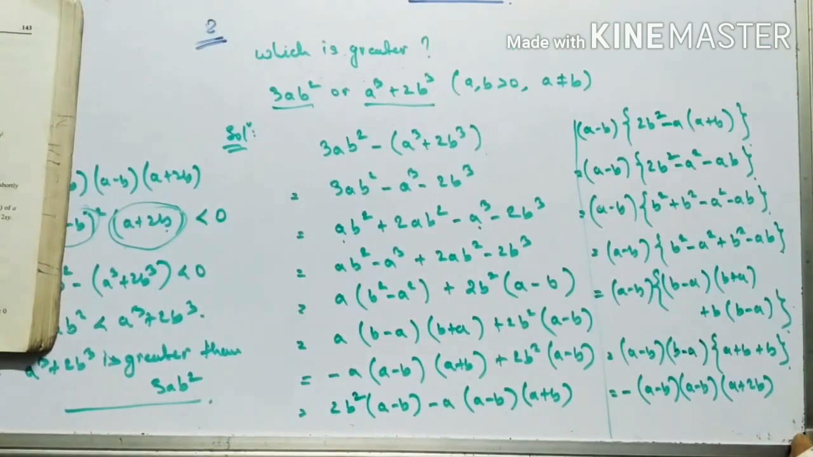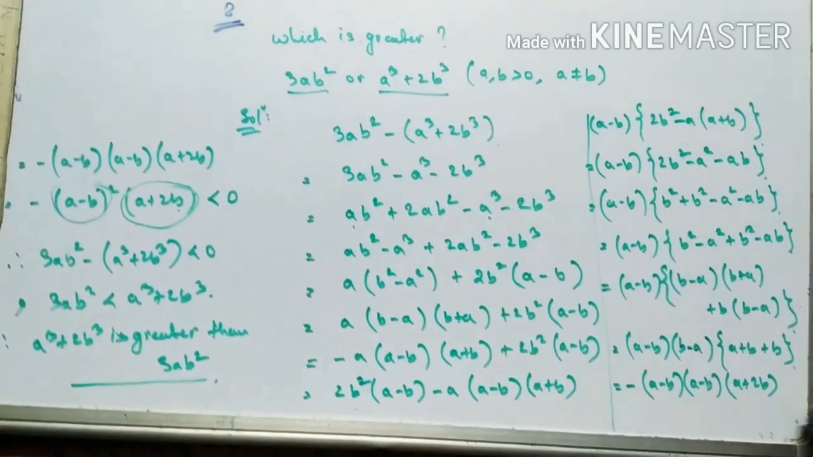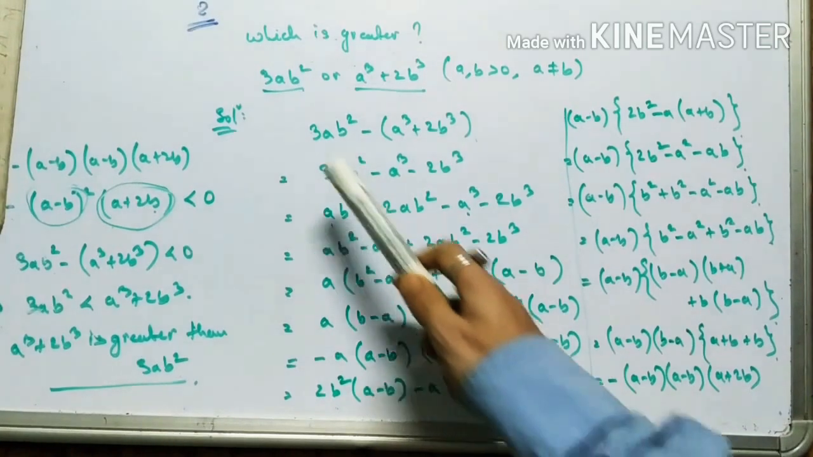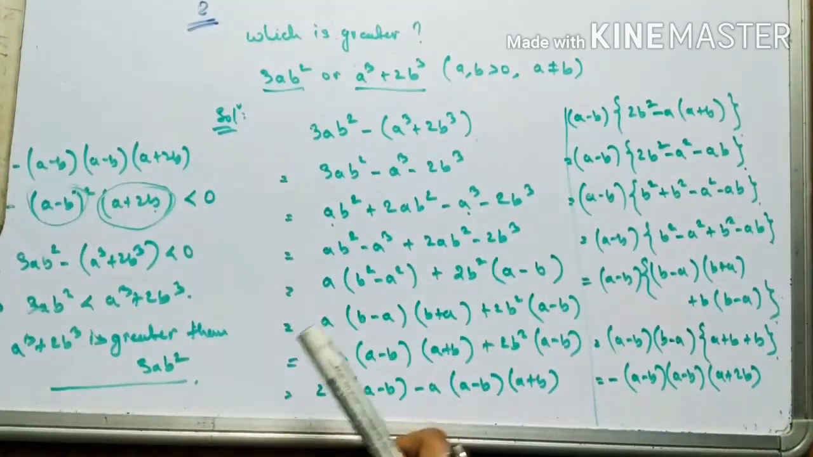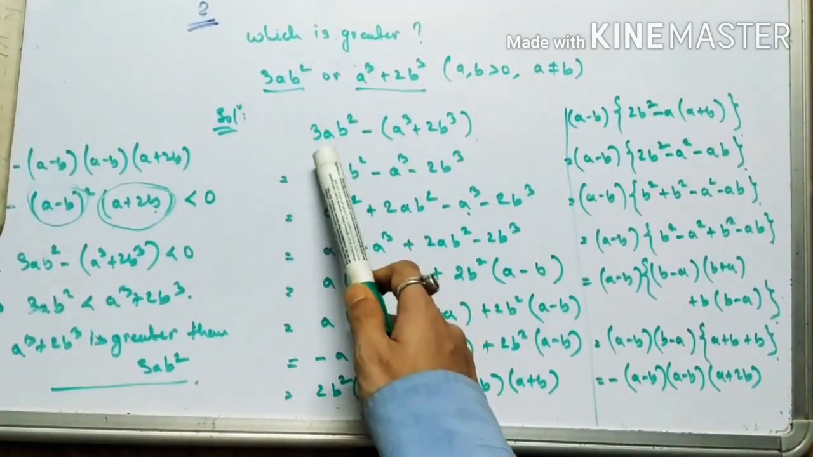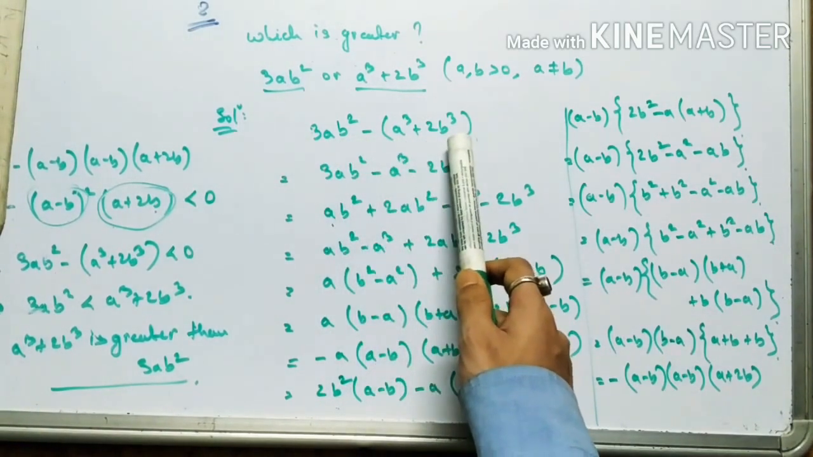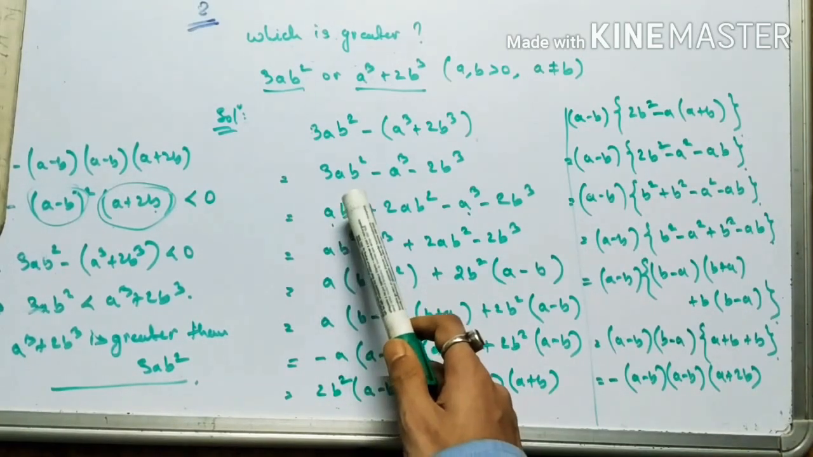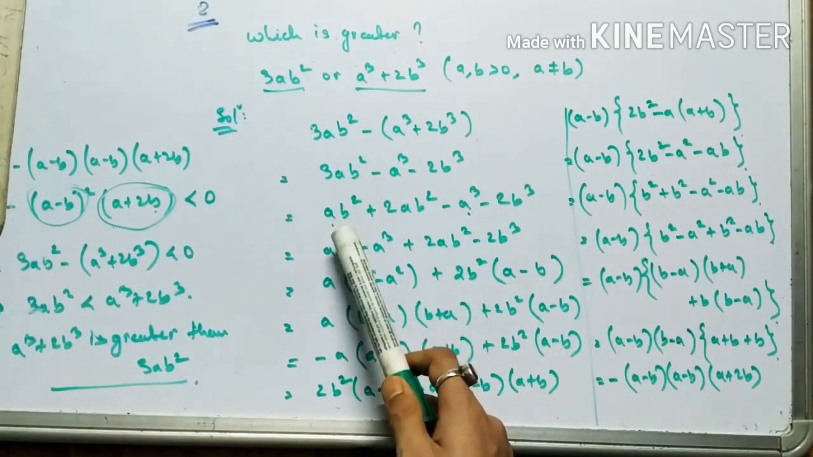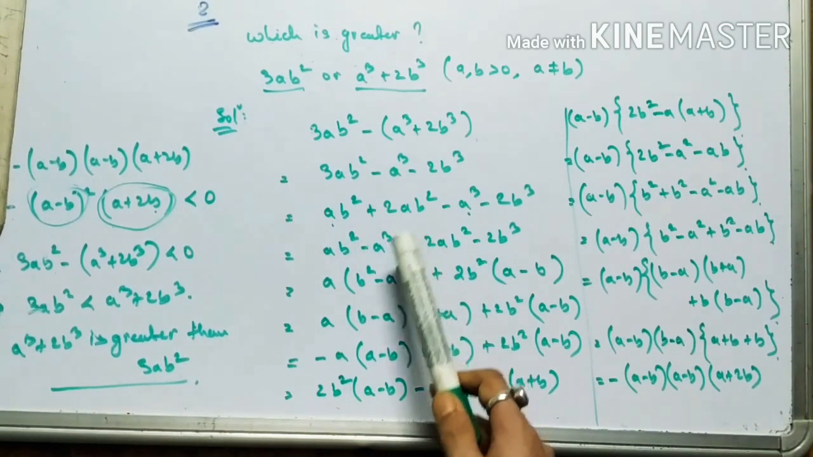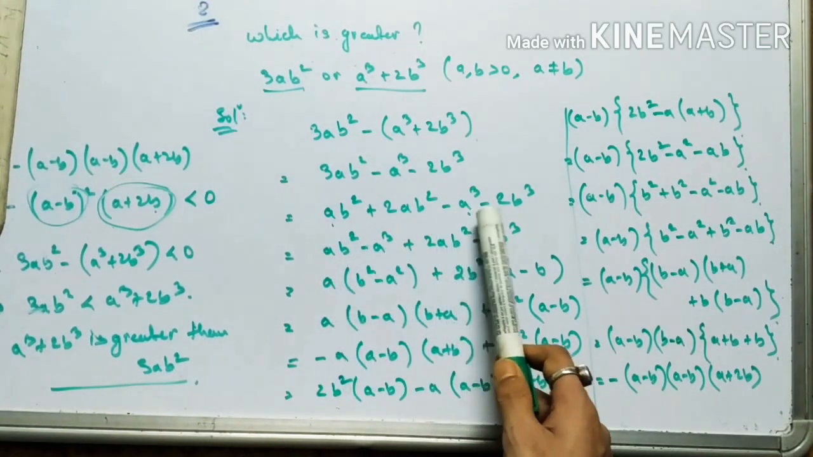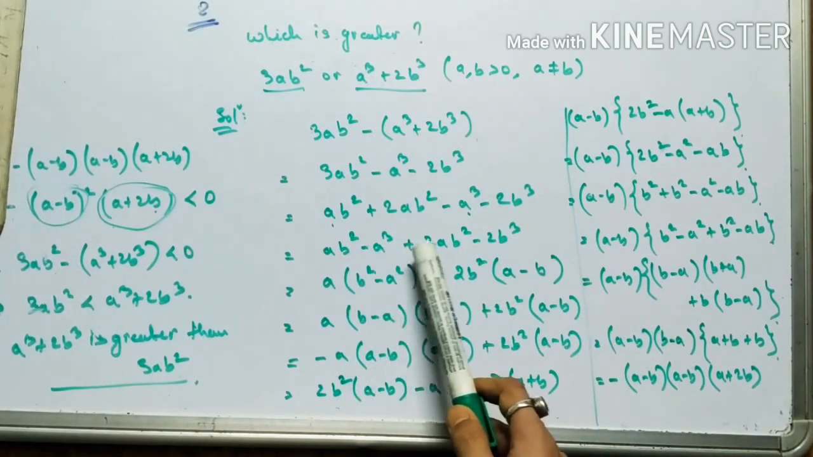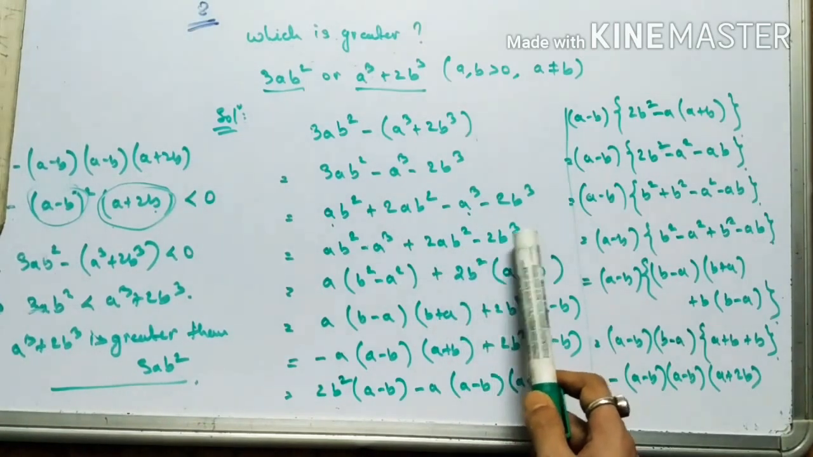So let me tell you one more time what I have done here. I have to say which is greater, this or this. So I will take it this way: 3ab square minus a cube plus twice b cube, I will put inside the minus, okay. And now 3ab square I can write as ab square plus twice ab square, minus a cube minus twice b cube. So this is ab square minus a cube plus twice ab square minus twice b cube.